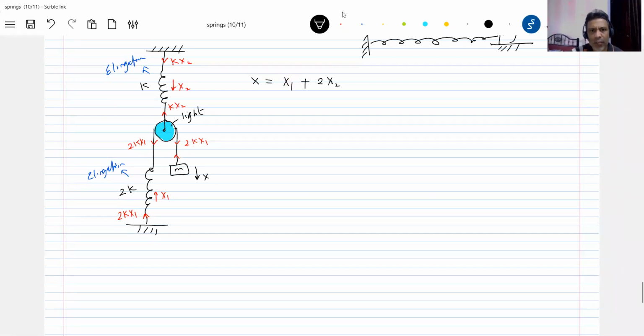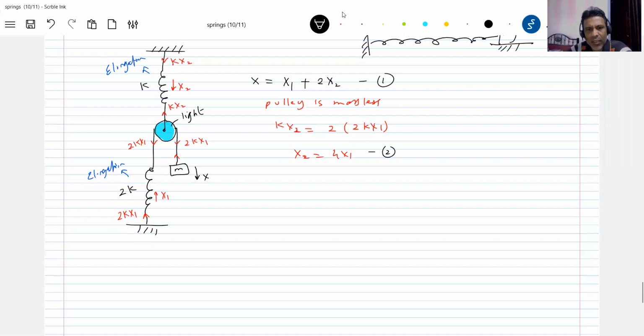Okay, now let me equate the forces. So what is the net force on the pulley? Pulley is massless, so net force should be equal to 0. Therefore kx2 should be equal to 2 into 2k x1. So what is x2 equal to? 4x1. There's a relationship between them. So there's equation 1, there's equation 2.